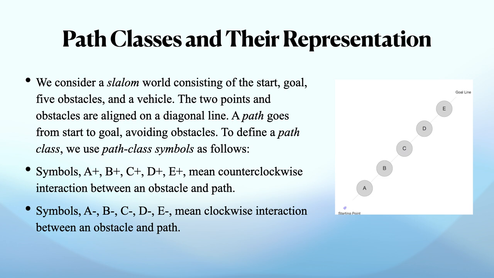Symbols A+, B+, C+, D+, E+ mean counterclockwise interaction between an obstacle and path. Symbols A-, B-, C-, D-, E- mean clockwise interaction between an obstacle and path.